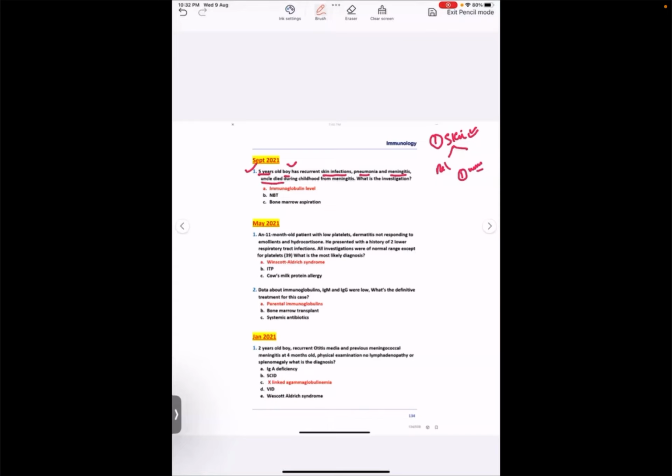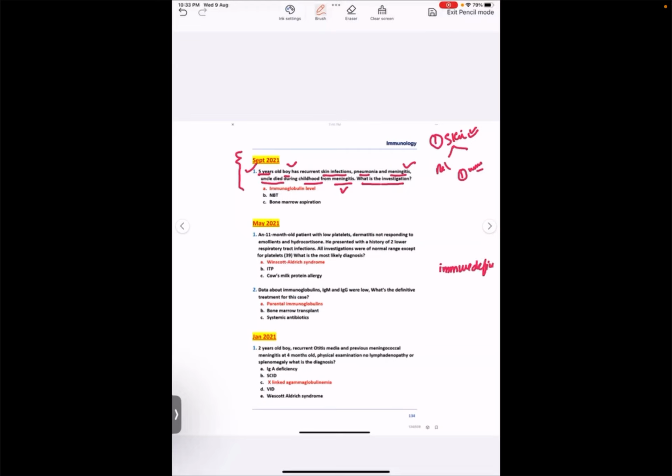His uncle died during childhood from meningitis, right? The patient is having meningitis. The patient's uncle died, and he was also having meningitis at that time. What is the investigation? First of all, we have to look at which system is involved. Whenever there is skin involvement along with respiratory, GI, or CNS involvement, you must think of immune deficiency. Whenever you are approaching immune deficiency, you have to categorize which type of immune deficiency it is.